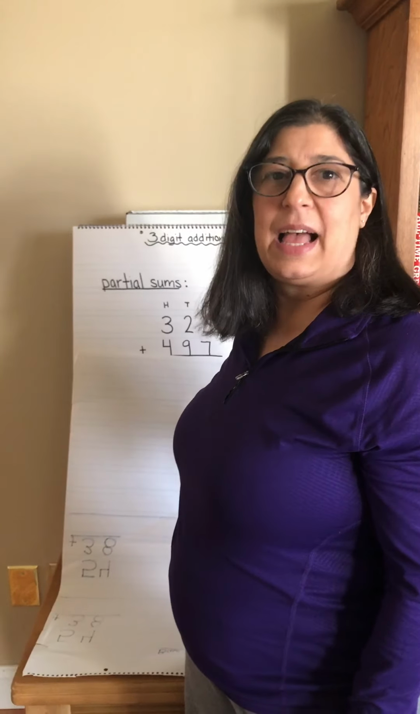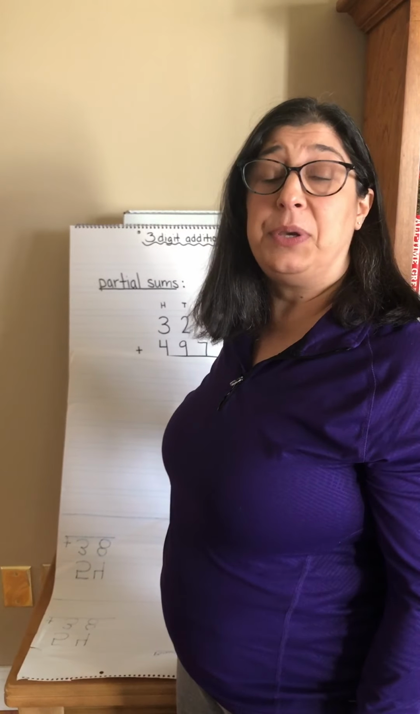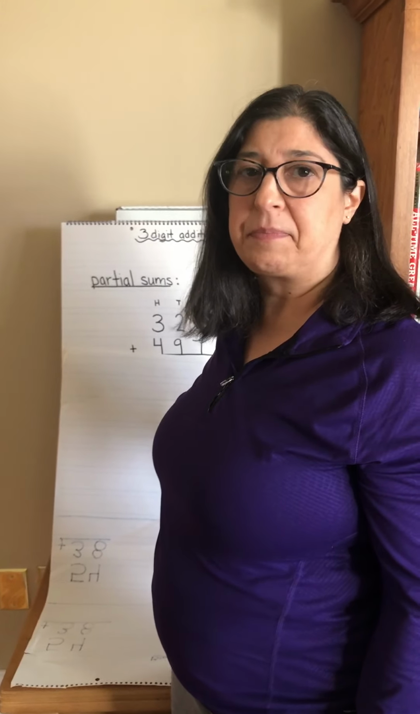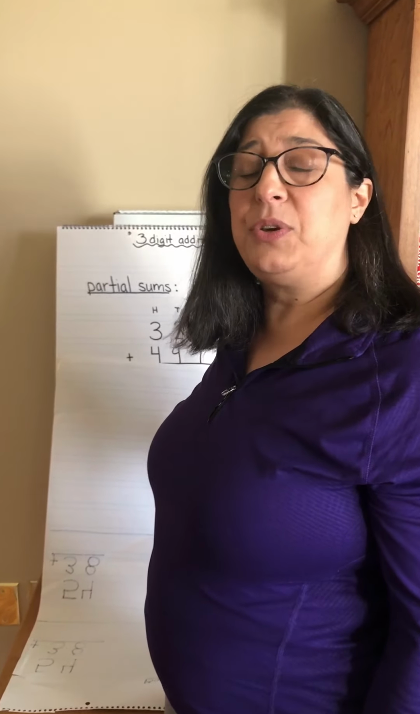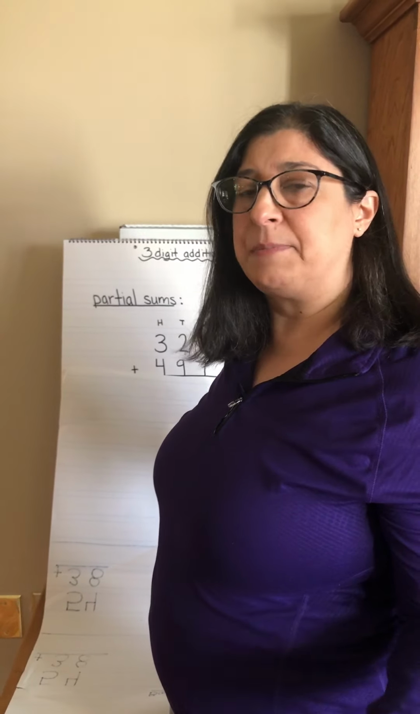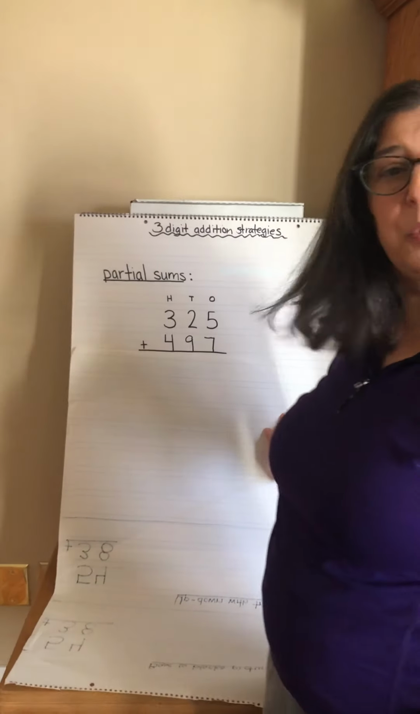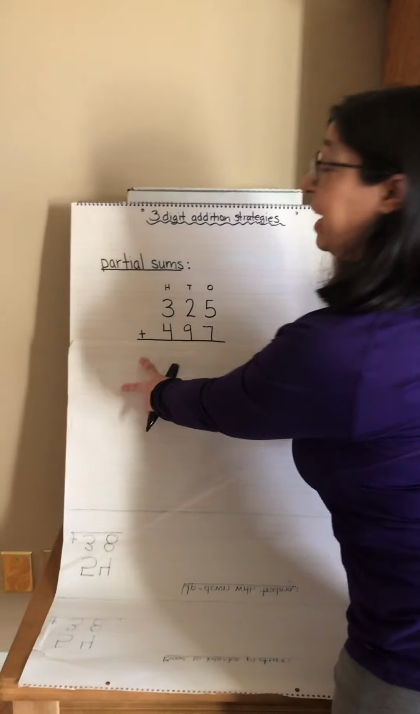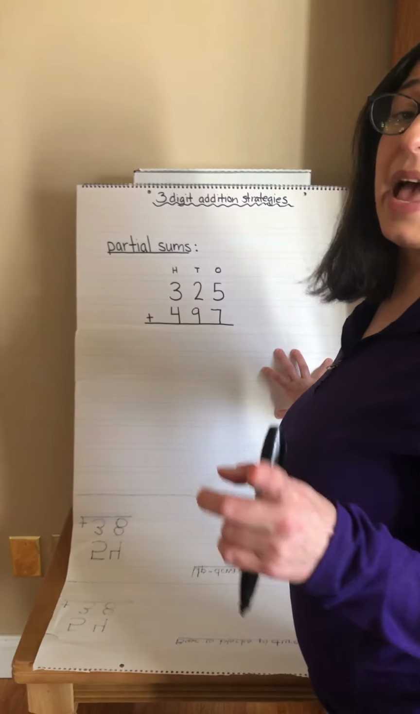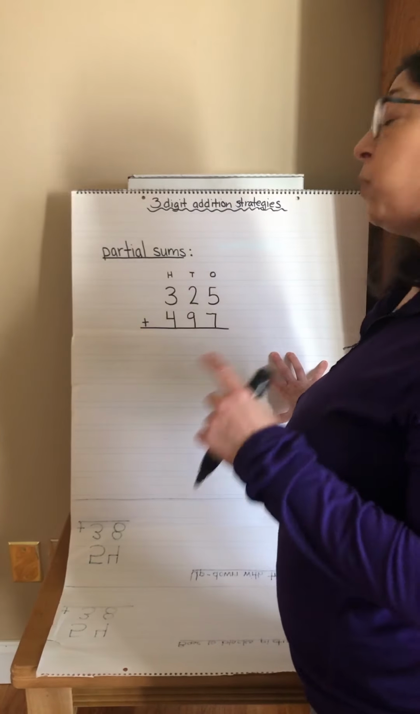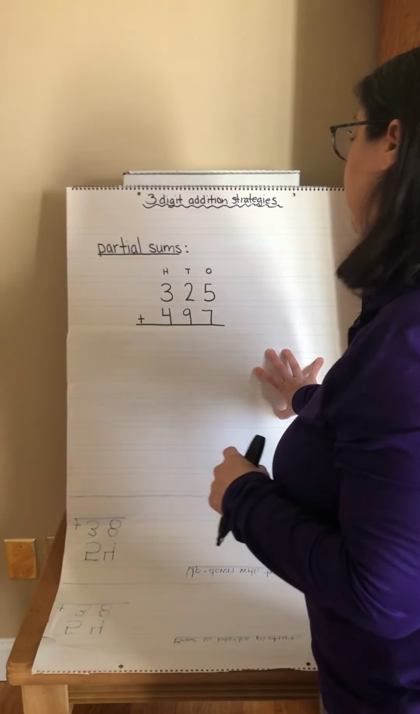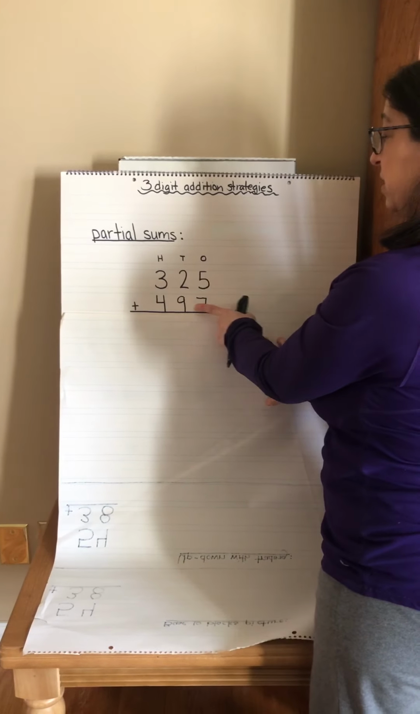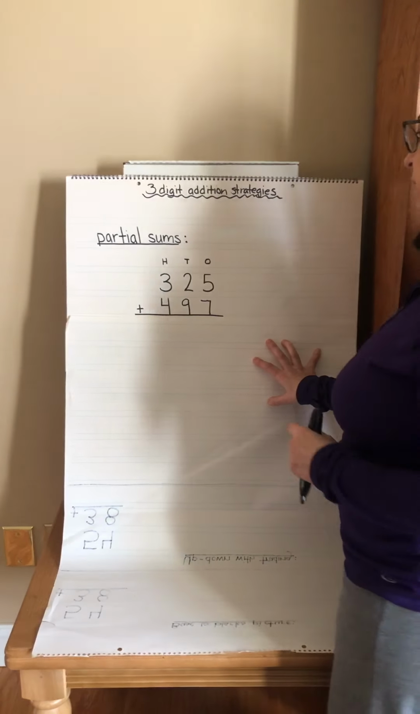Hi boys and girls, I'm back again and I'm going to show you some strategies to help you with 3-digit addition. So today I'm going to show you 2 different strategies. Ready? The first one we're going to do is partial sums. And I've used this strategy with adding 2-digit numbers, but we're going to do it again today. Ready? I'm going to start with my problem, 325 plus 497.